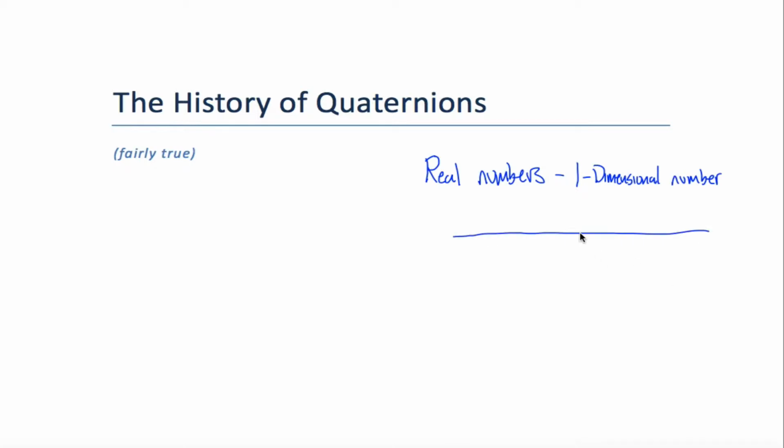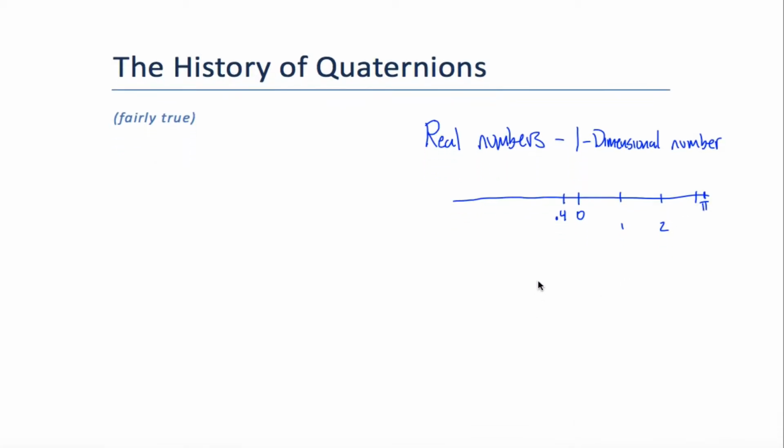Right, there's my one dimension. Here's 0. Here's 1. Here's 2. Here's, I don't know, 0.4. Here is pi. Right, I can put whatever number I want somewhere on this number line in one dimension. I can order them all. But that doesn't work when you move up to complex numbers. When we're talking about complex numbers, which maybe now you have a decent grasp of, they are not one-dimensional numbers. They're really two-dimensional numbers.